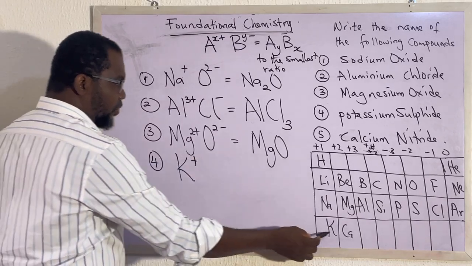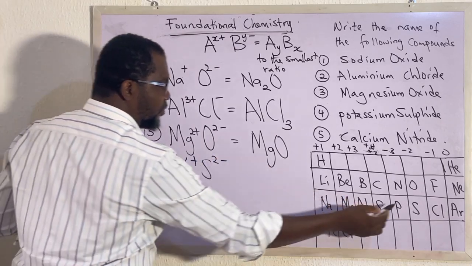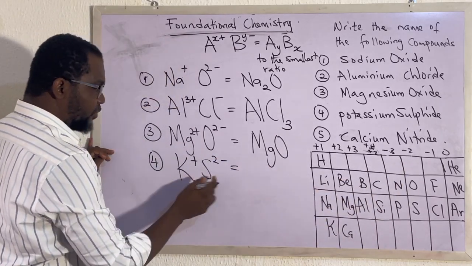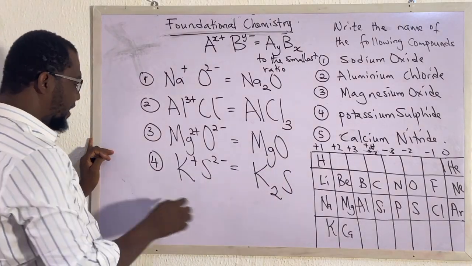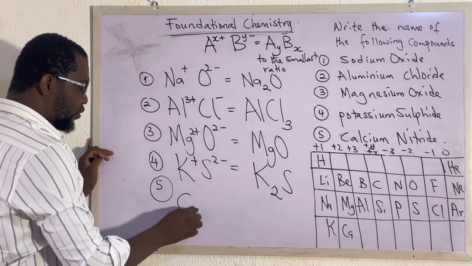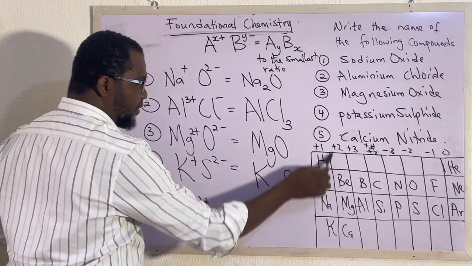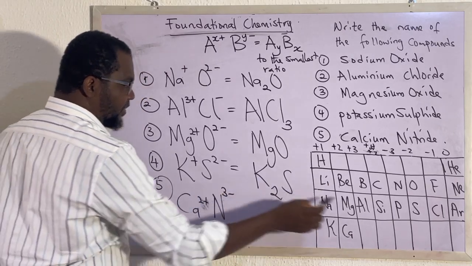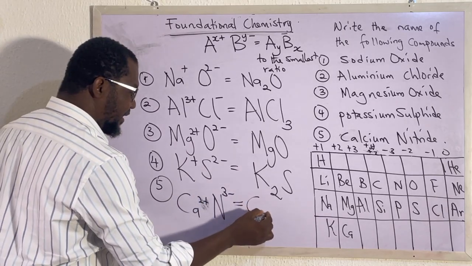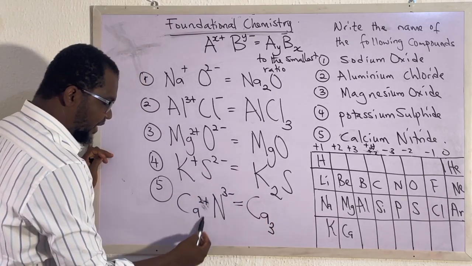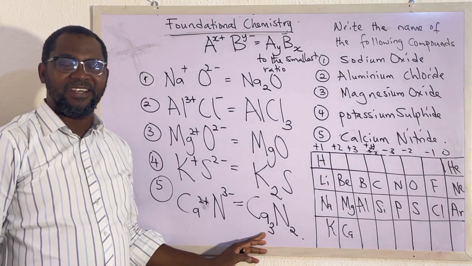Then for number 4, potassium sulfide. Potassium has a valency of +1. Then sulfide has a valency of -2. Then potassium sulfide must be written like this, K2S. You see this? Then number 5 is calcium nitride. Calcium has a valency of +2. This is calcium. Nitride has a valency of -3. This is nitride. And so calcium nitride should be written as, if you exchange valency, Ca3N2. So this is how calcium nitride should be written.